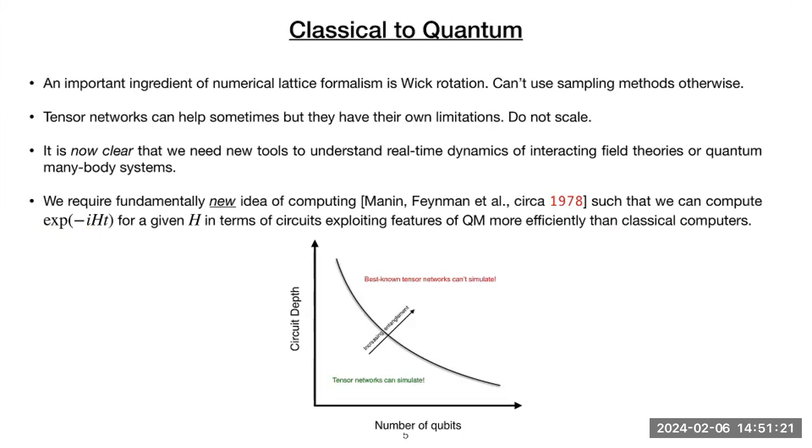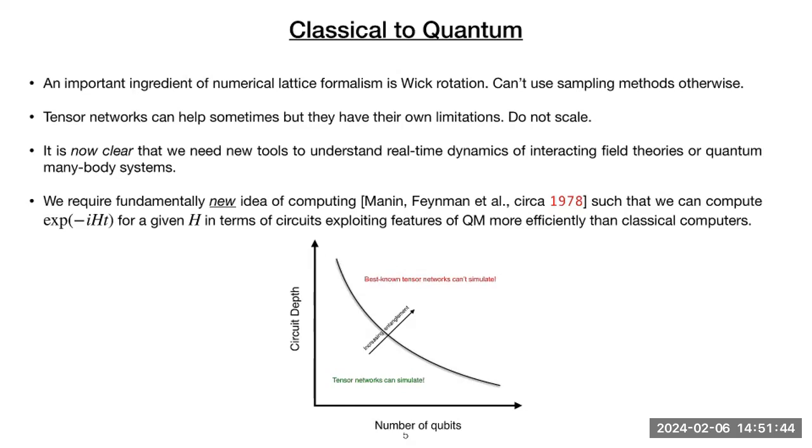Now, if we look at this plot, we draw circuit depth versus the number of qubits which we need. The number of qubits means how many two-state systems we need. A qubit is like a two-state system, spin up, spin down. So that is one qubit. How many qubits do we really need to simulate?